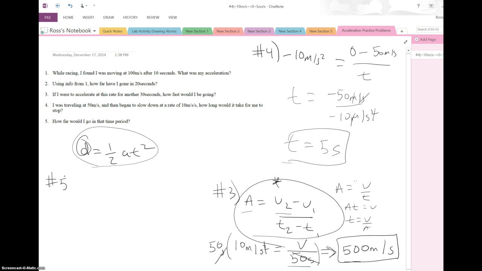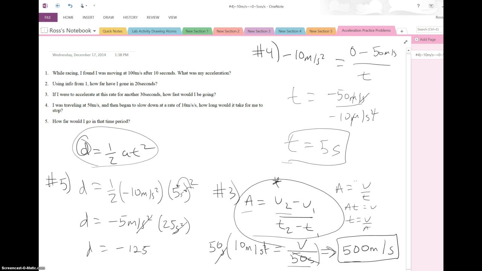Number 5, how far would I go in that time period? Again, we're solving for distance. So d equals 1/2. The acceleration is negative 10 meters per second squared, and the time is 5 seconds squared. So d will equal negative 5 meters per second squared times 25 seconds squared, because the square applies both to the 5 as well as the s. That cancels out with that. Negative 5 times 25, distance will equal negative 125 meters.